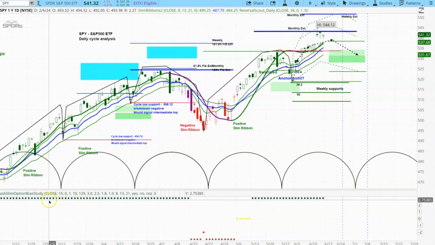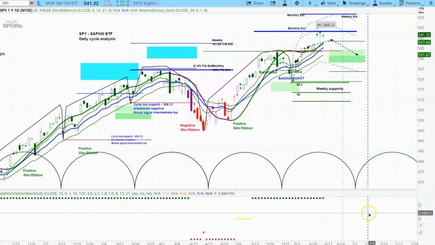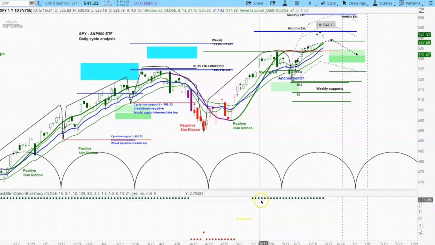And over here is the option bias study. This was developed for option traders to be able to maneuver their position so that they don't get on the wrong side. Option traders tend to like to fade the market, get into bad positions, and then roll option trades that keep getting bad. And we wanted to develop an indicator that helped you not do that, that helped you stay on the right side of the market. And you can see this option bias study is that.